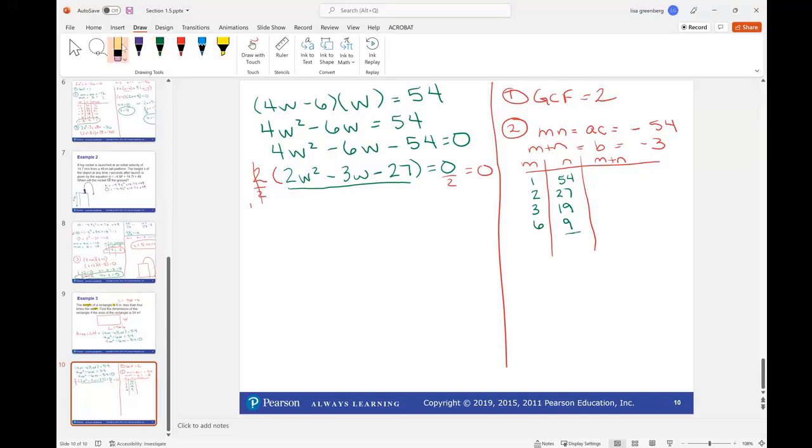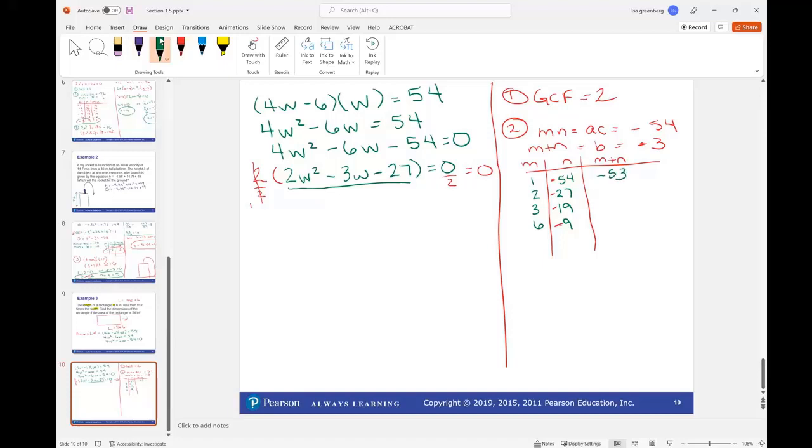Which side am I going to put my negative sign on? Well, I know that my B is -3, which means when I add them, I have to get a negative number. So the bigger number has to be negative. So that means this has to be negative, this has to be negative, this has to be negative, this has to be negative. And that gives me -53.